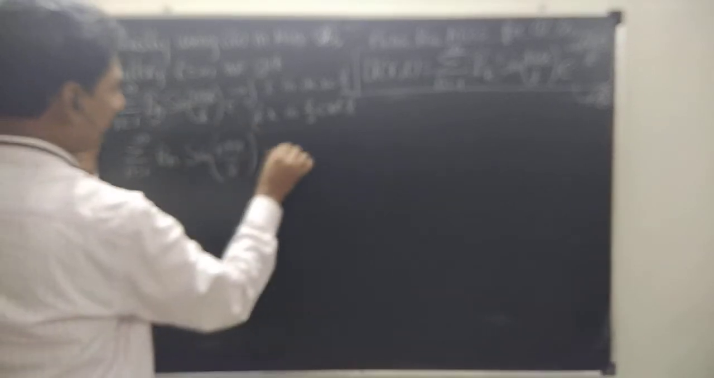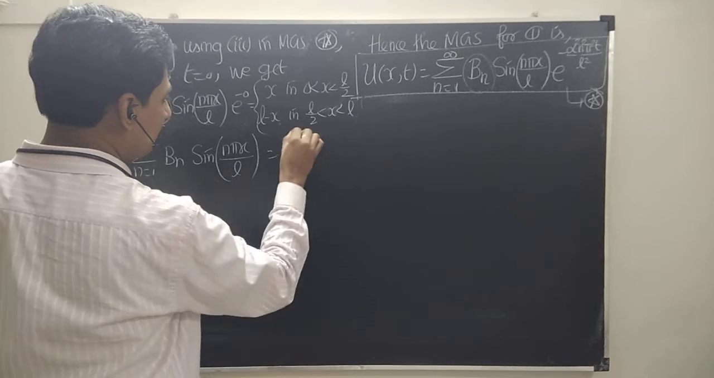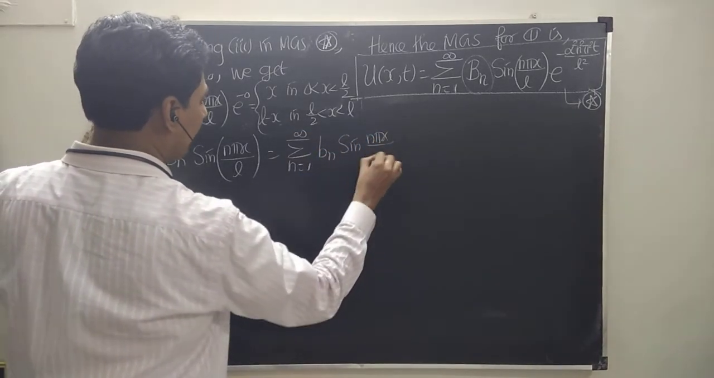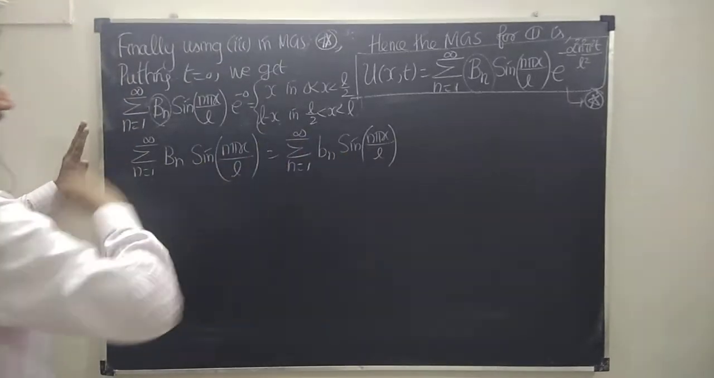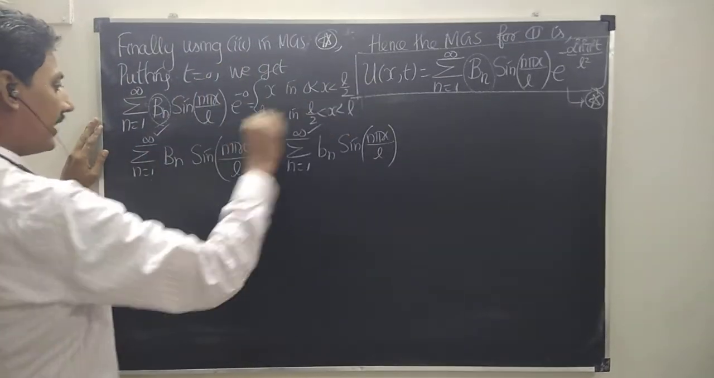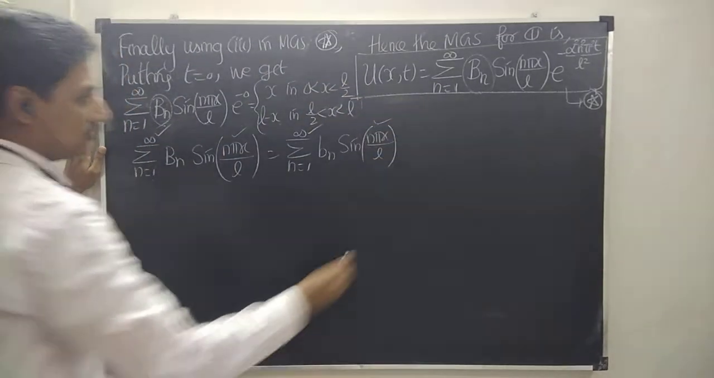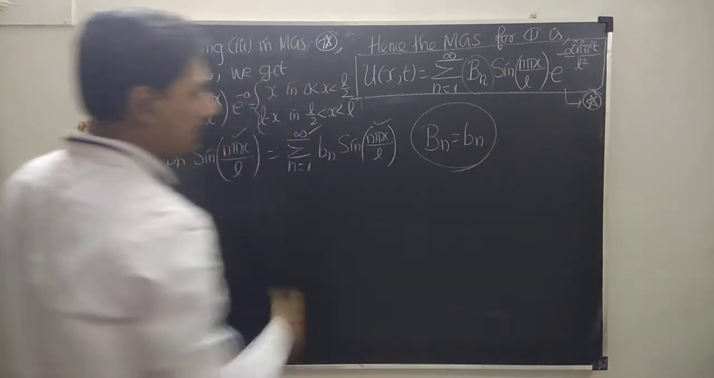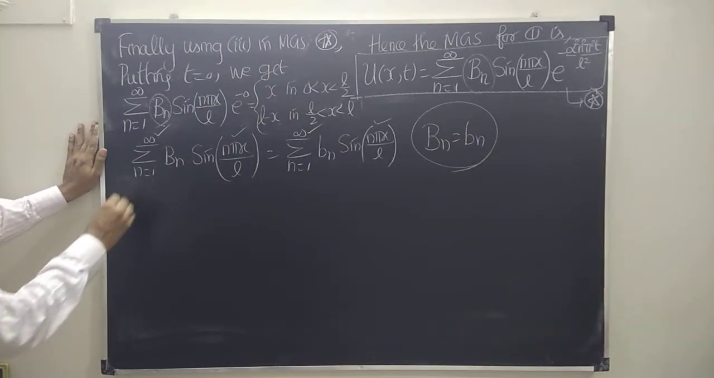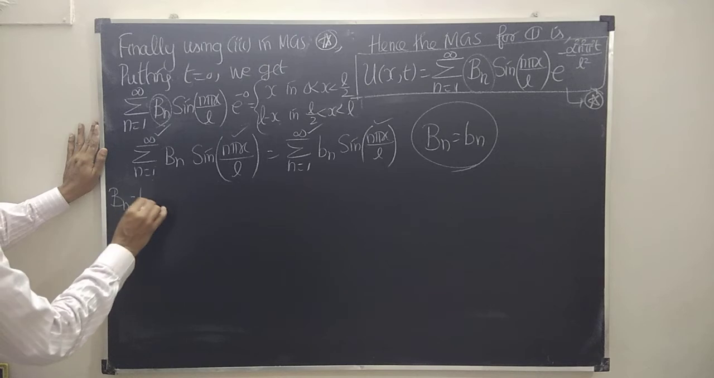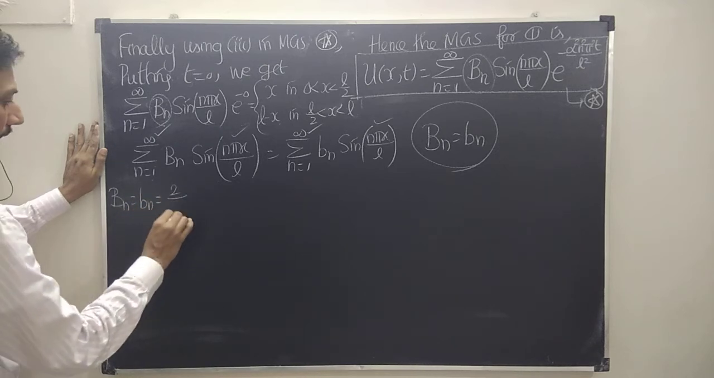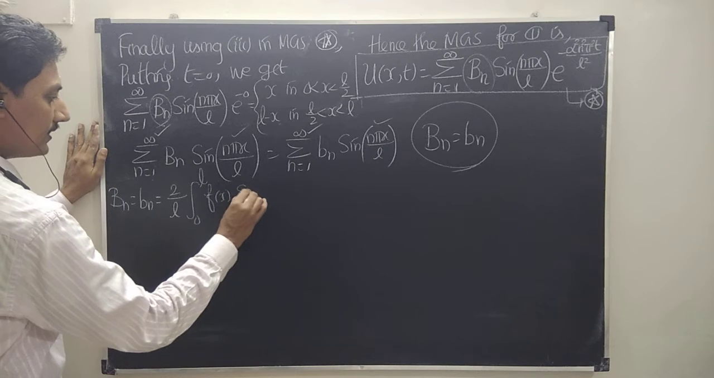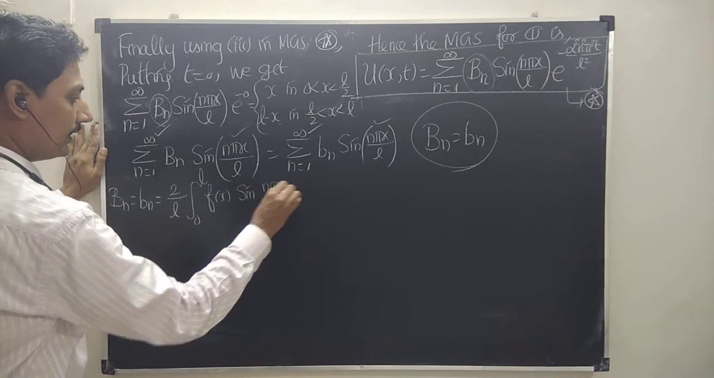Now let us expand the right hand side into the half range sine series. It is small bn into sin n pi x by L. Let us compare, or equate, like coefficients on both sides. In a similar way, I found that Bn equal to small bn. So, what's the formula for bn? Bn is equal to small bn is equal to 2 by L integral 0 to L f of x sin n pi x by L dx.